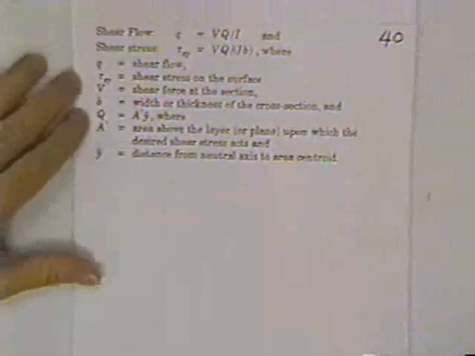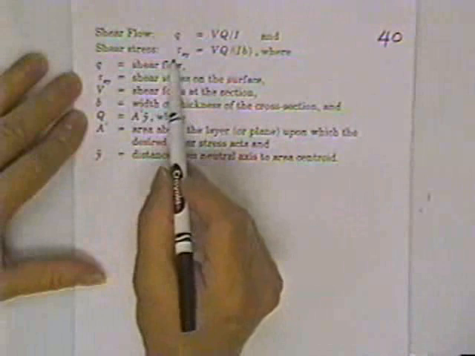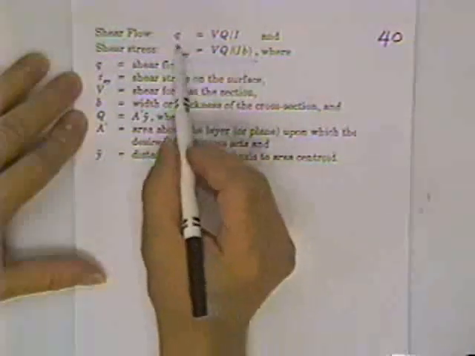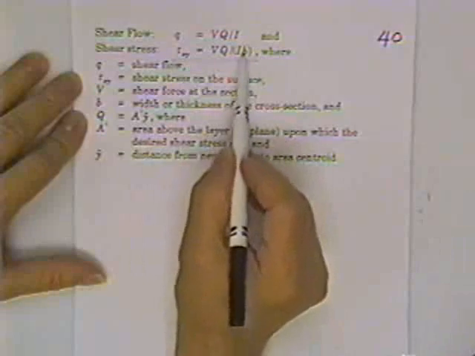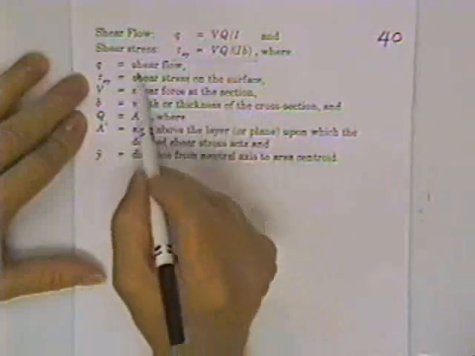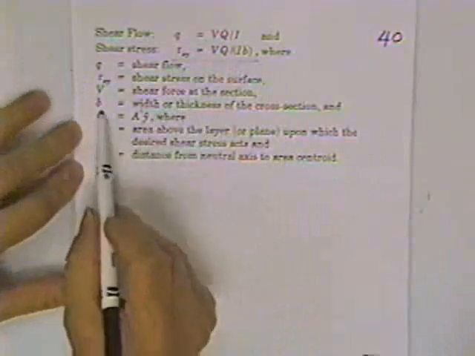Now, just to show you what you will see in your book, this is the shear stress, and this is what they call shear flow. All it is takes the B out. It's shear flow. Pretty much the same thing.